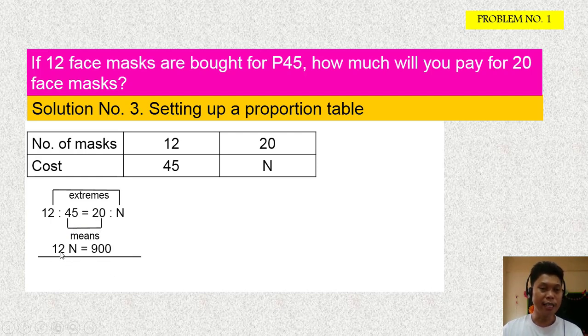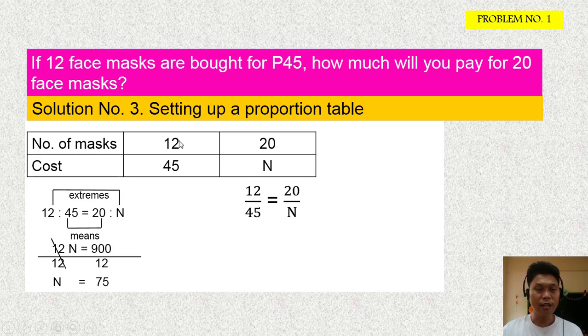And then, para makuha natin ang value ng N, i-divide natin both sides of the equation by 12. So, 12 divided by 12, magiging 1. So, N na lang yan. 1N or N. Magiging N is equal to 900 divided by 12 is 75. 75 pa rin ang sagot. Okay? Or you can have it in fraction form.